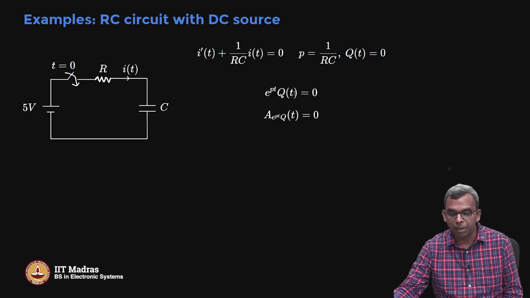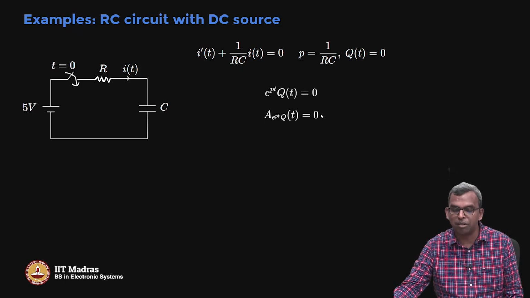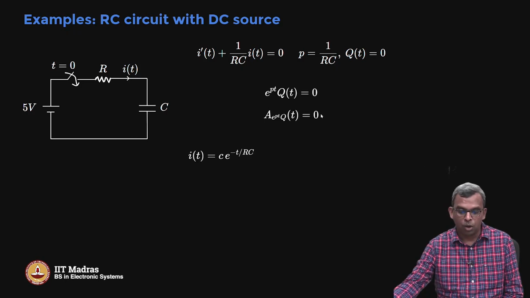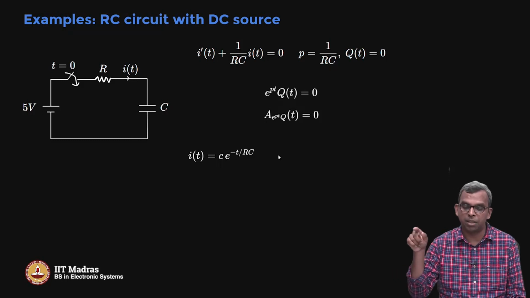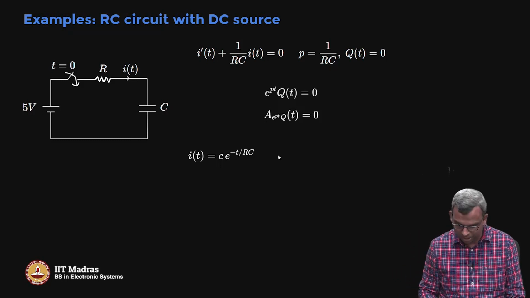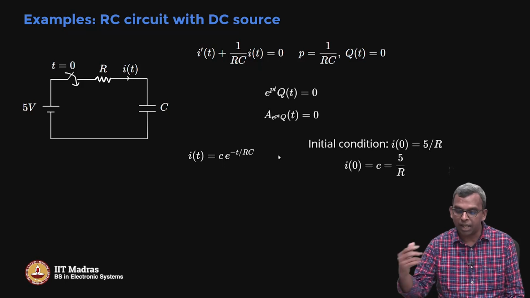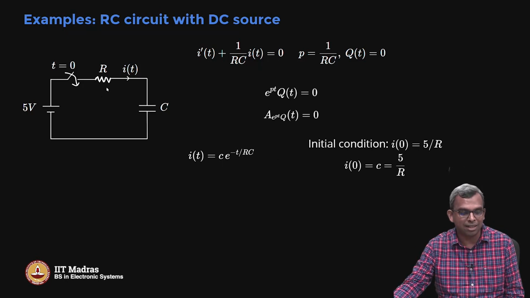So e power pt times q of t is 0, so the antiderivative is also 0. So all that you have for I of t is c times e power minus t by RC. Okay, so c times e power minus pt. The antiderivative will go off to 0. It's very nice. How do I find c again? Again I put the initial condition. The initial condition here needs a little bit of thinking. I of 0, it turns out, is phi by r.